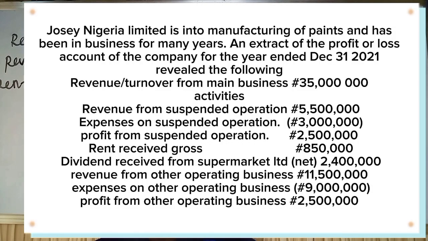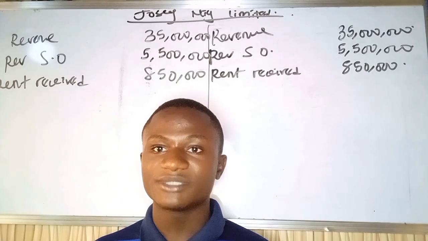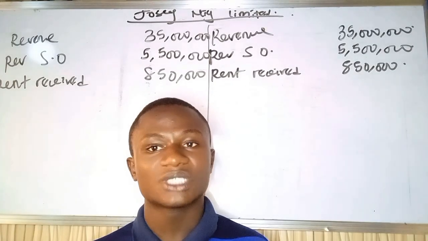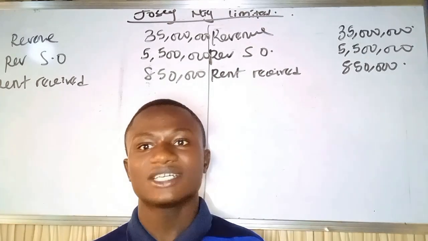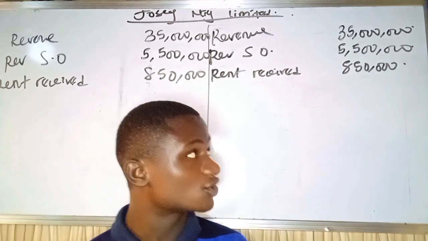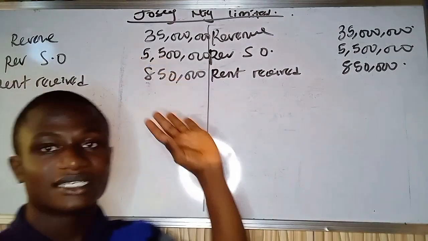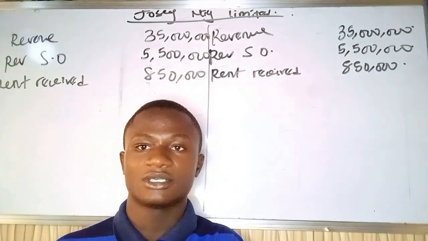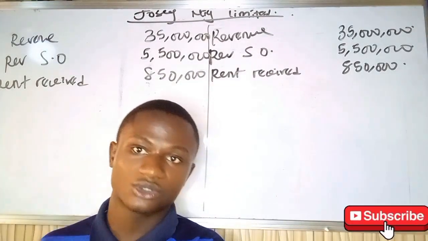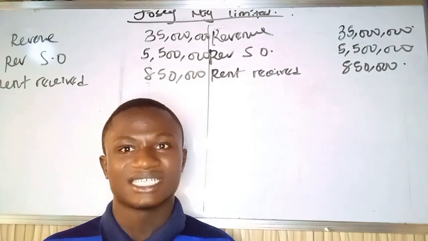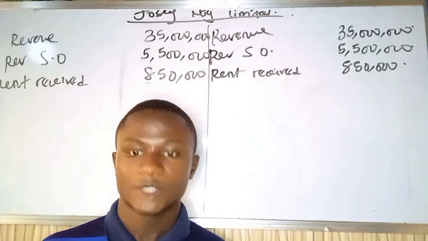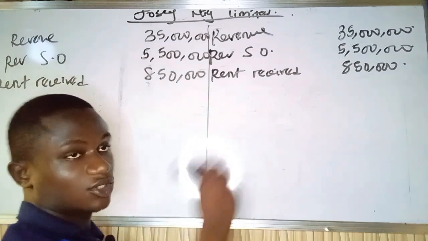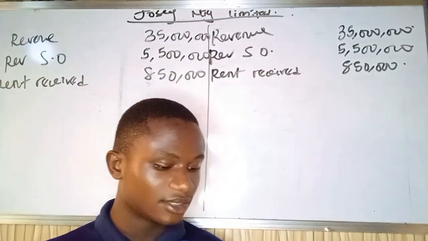Now after that, we have dividend received from supermarket limited, net. Net means that this dividend has been subjected to tax, so we don't have to tax it twice. There are two methods we can go about this. The first method is that we add it to our gross income because it's part of our income, then we later subtract it. The second one is that we don't add it at all, so we don't need to subtract it. I'll do the first one here and the second one here. So we have our dividend received.